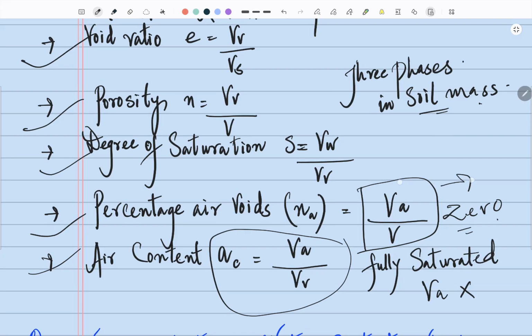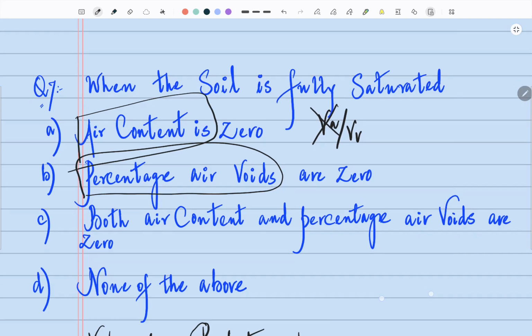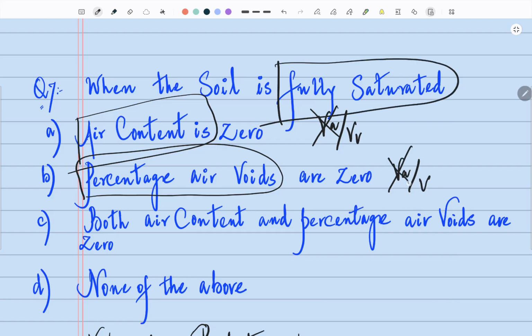All right, so coming back to the question, when the soil is fully saturated, air content is 0. Is it true? Definitely yes, because air content is a ratio between volume of air to the volume of voids, and when the soil is fully saturated, there will be no air phase, so air content will be 0. True. Percentage air voids is 0. Percentage air voids is a ratio between volume of air to the total volume, and when the soil is fully saturated, there will be no air phase, so the percentage air voids will be 0. True.